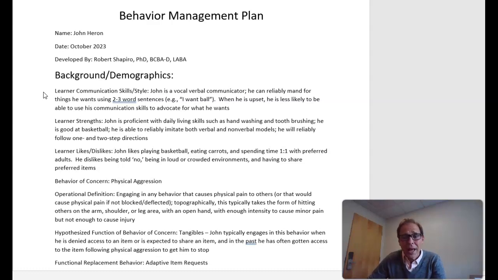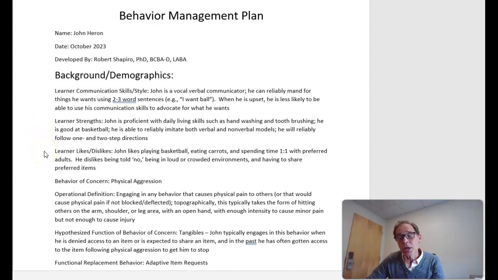And what's that skill set like? Are they vocal verbal communicators? Do they use sign or picture exchange or some kind of technological device to communicate? And how good are they at doing it? Do we need to work on actually improving their communication skills for them to have a functional alternative? So a little bit about communication skills and style, and then strengths, which is going to be important as we think about what someone's able to do well right now, so we can use that in a constructional approach for skill building.